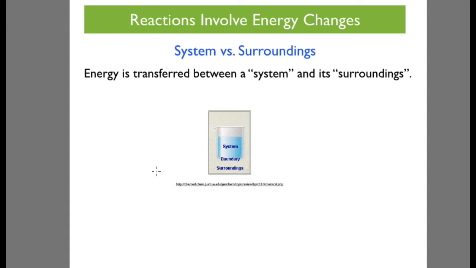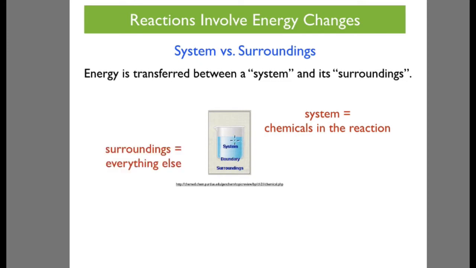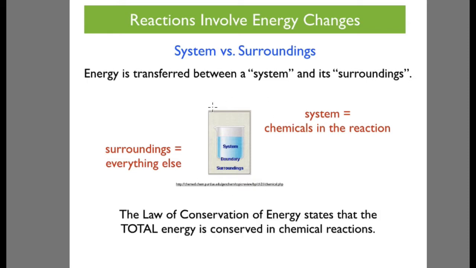We like to think of this as systems versus surroundings. Okay? Energy is transferred between a system and its surroundings. The system is the chemicals in the reaction. You can see here, it would be within this liquid, would be the system. The surroundings is everything else around that system. The law of conservation of energy states that the total energy is conserved in chemical reactions. So the change in energy of the system must equal the change in energy of the surroundings.